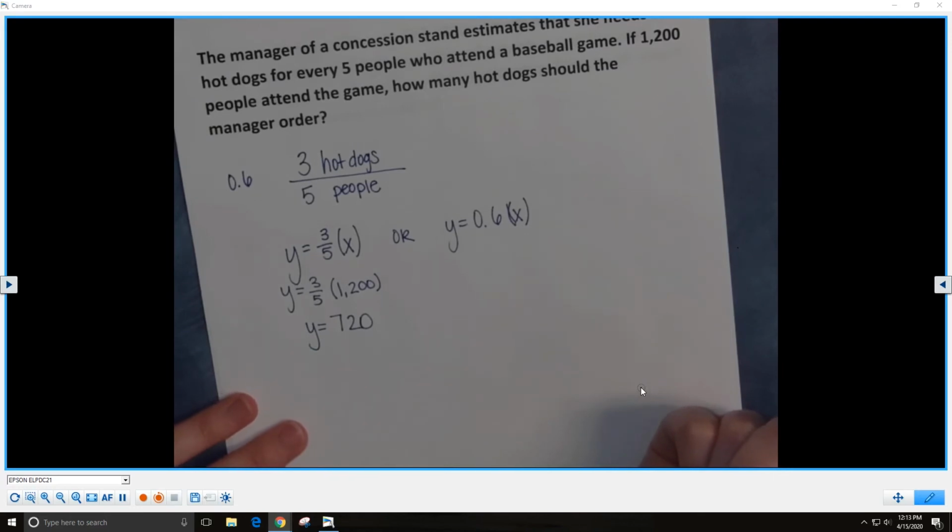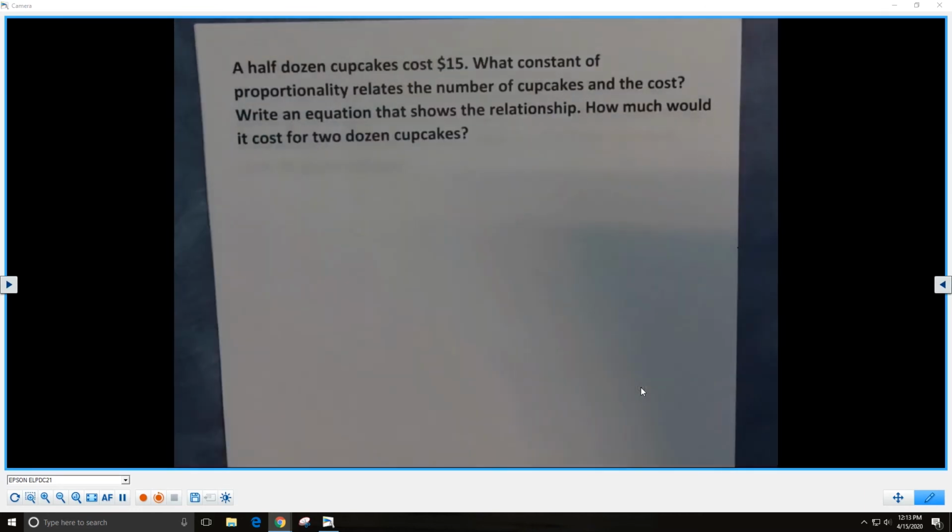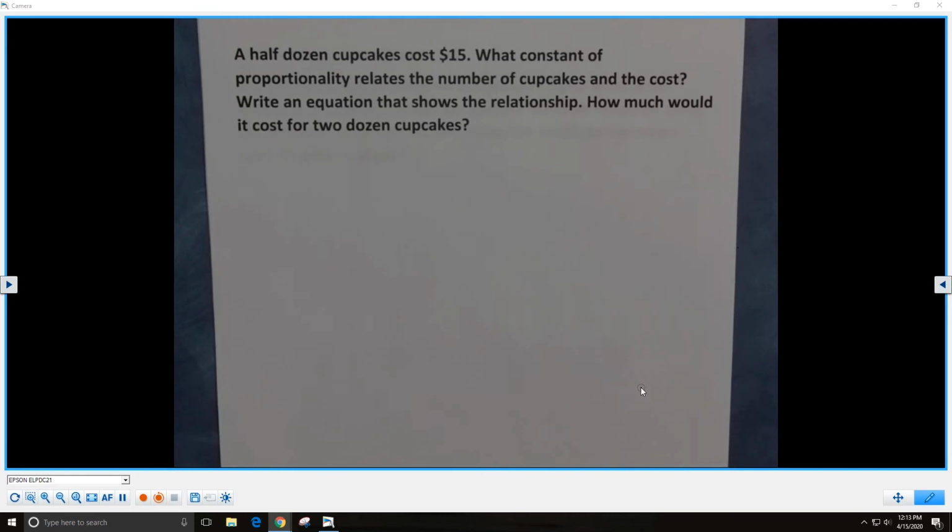Did you get that? Awesome. So you are going to do this next one all by yourself. A half dozen cupcakes cost $15. What constant of proportionality relates the number of cupcakes and the cost? Write an equation that shows the relationship. How much would it cost for 2 dozen cupcakes? I'm going to pause while you begin working on that one on your own. Once you've had a chance to do this one, then we'll work through it together.